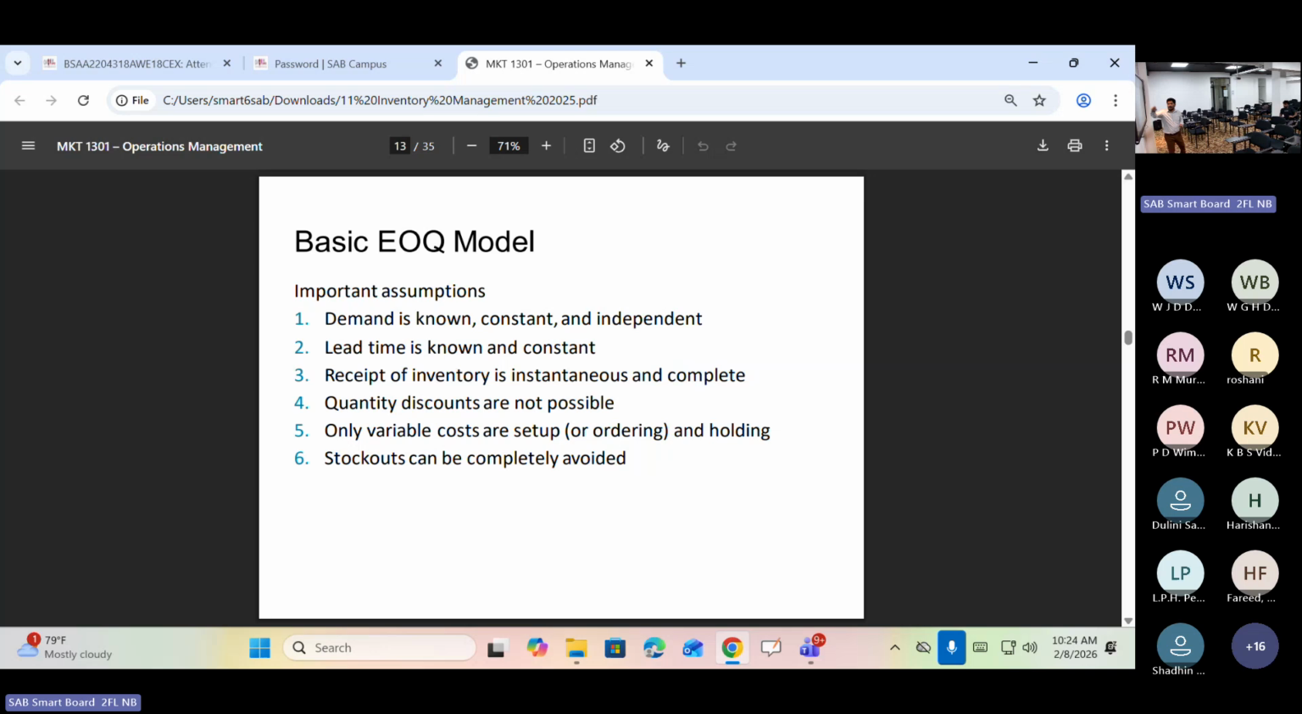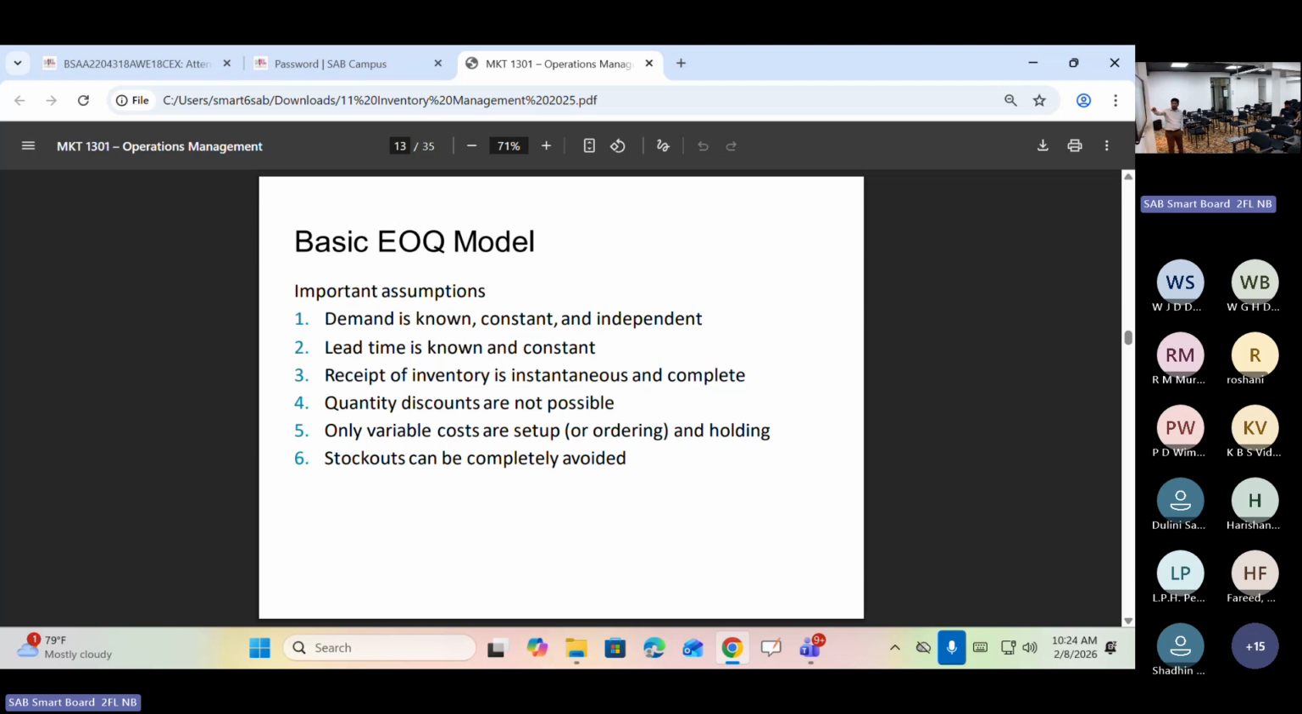And then they have another assumption like lead time is known and constant. Lead time, the time gap between when you place an order and when you get it, is known. You know it, and that is constant. That is not changing. That is another assumption. So likewise, there are other assumptions of the EOQ model.